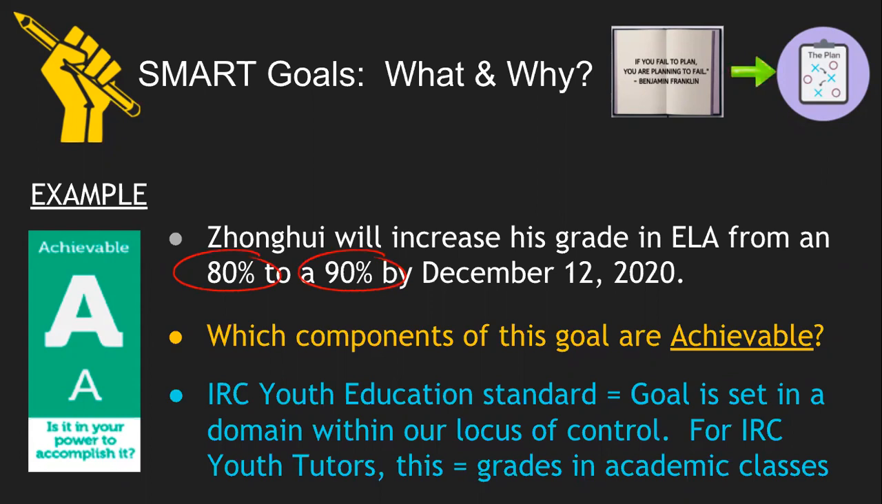The IRC Youth Education Standard is that each SMART goal is set in a domain that is within our locus of control. For IRC youth tutors, this means a grade in an academic class, as that is within our locus of control as a tutor to support their growth in.